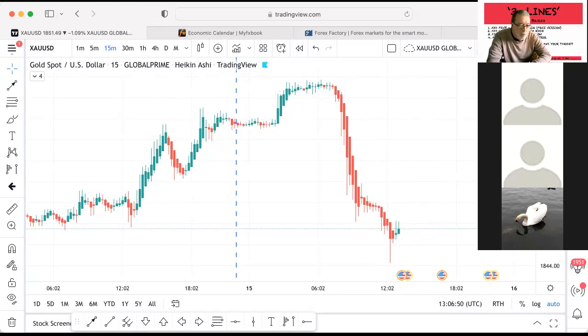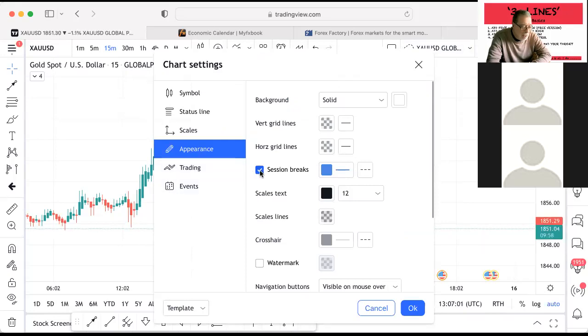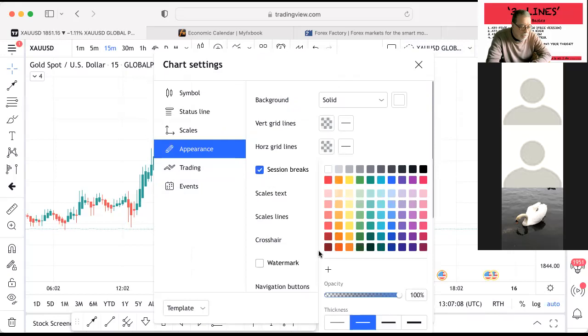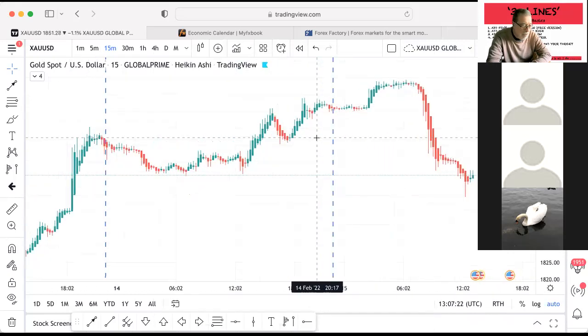To get these session breaks on, you go to the cog at the top there where it says chart properties. If you click on that and you go to appearance, and you check this one, the one that says session breaks, you can adjust the thickness of the lines, and you can change the color and the opacity as well. So that's just to answer a couple of queries I've had so far.